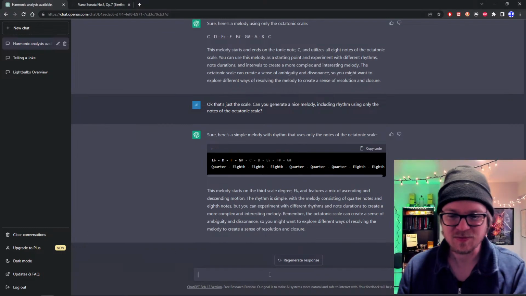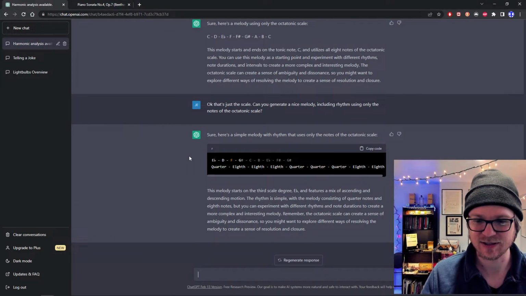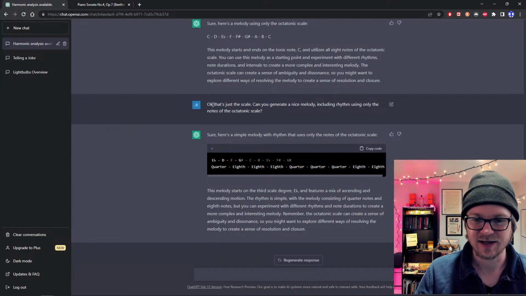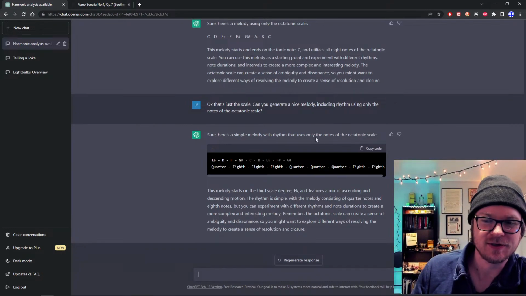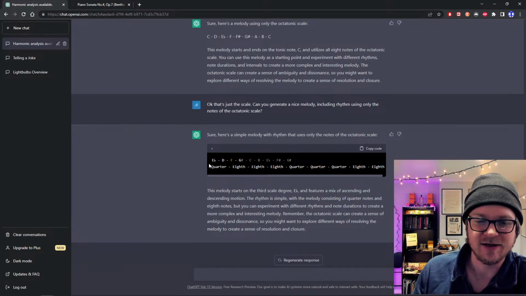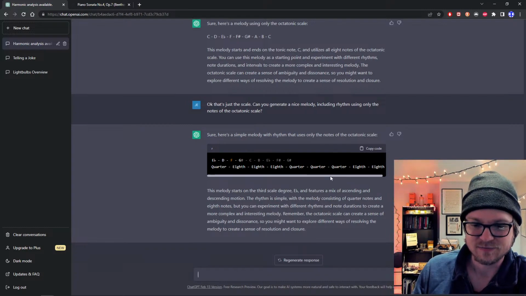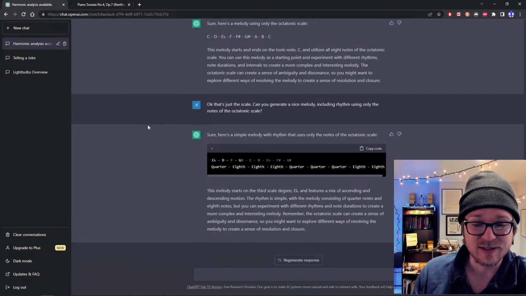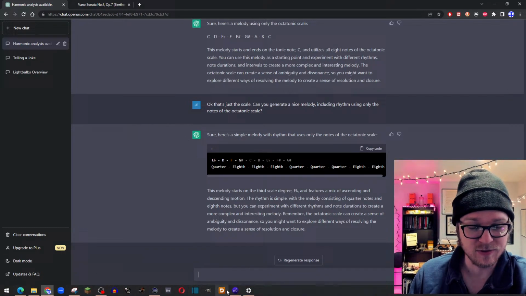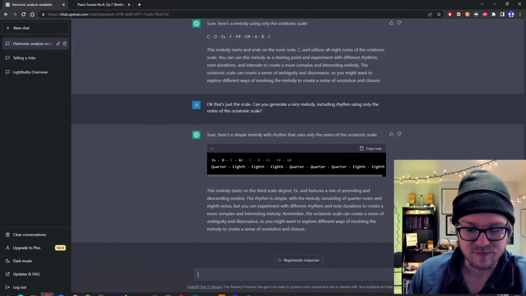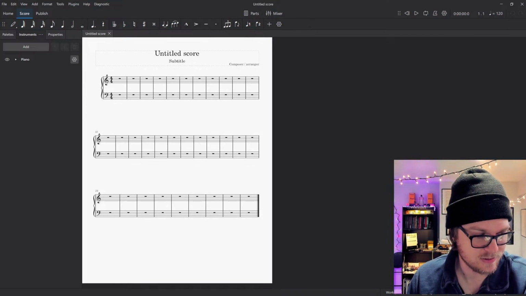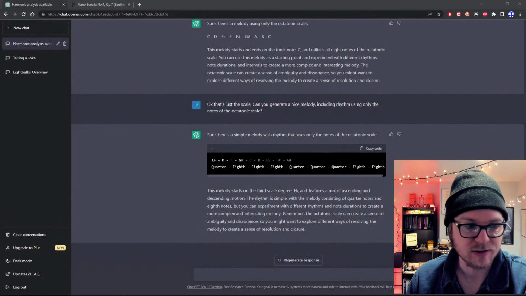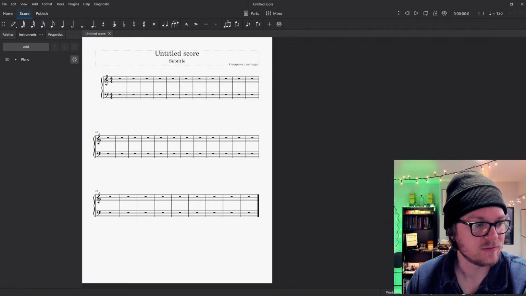So, for example, it wrote this little melody. My last request was, can you generate a nice melody including rhythm using only the notes of the octatonic scale, and it actually provided me with this, which is kind of impressive. I'd actually have to write this down, and that's why I have MuseScore pulled up here. I'll probably have to do this off screen.